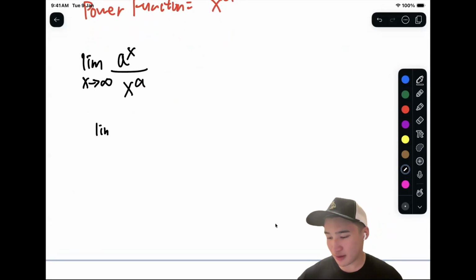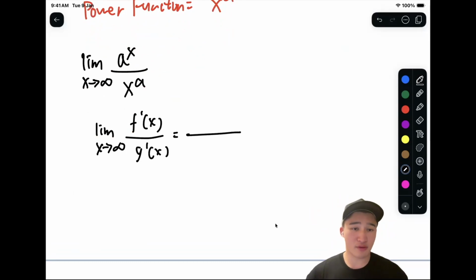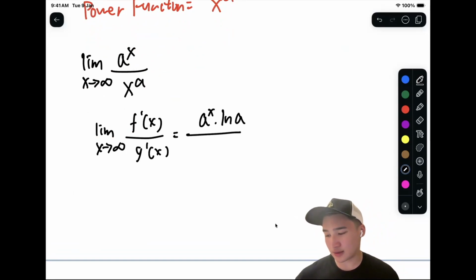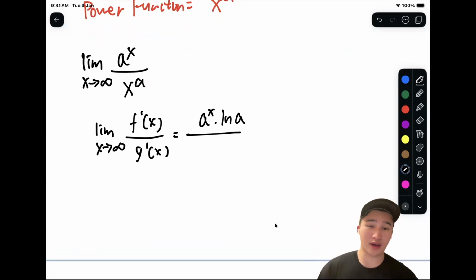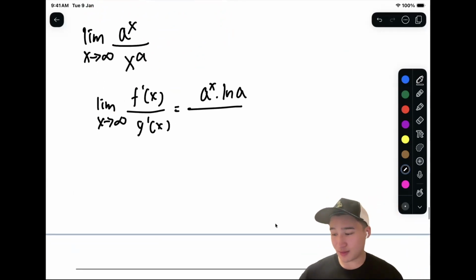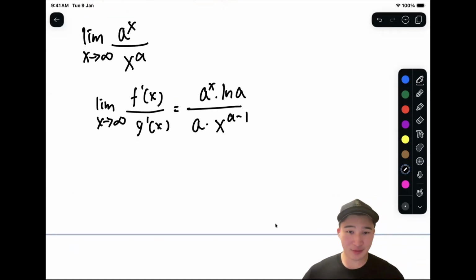So we have the limit of f prime x over g prime x, okay? And then I'll do this one. So how do you do this? So remember the derivative of a to the power of x is basically natural log a, and then you have a to the power of x. Okay, so a^x times natural log a. And the derivative of g prime x, right, any power function is basically a times x^(a-1). So that's what we get.